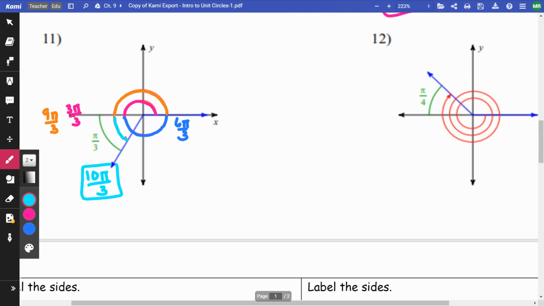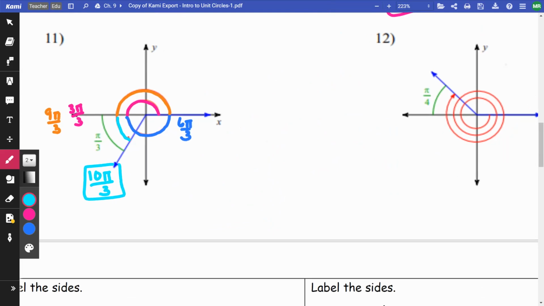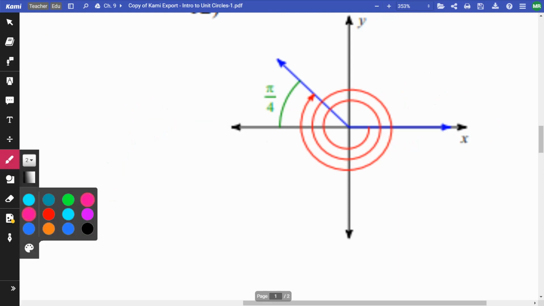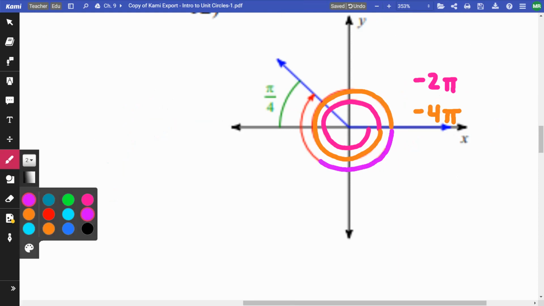Now, another way to think about this, when we keep going around and around, and you don't want to be doing it that many times, I'm just going to count how many. I'm starting here, I'm going backwards. I went a negative 2 pi. Do you guys agree? In that color, I went another negative 2 pi. So now I've really gone negative 4 pi. Does that make sense? And then I come here. At this point, I'm at a negative 5 pi.